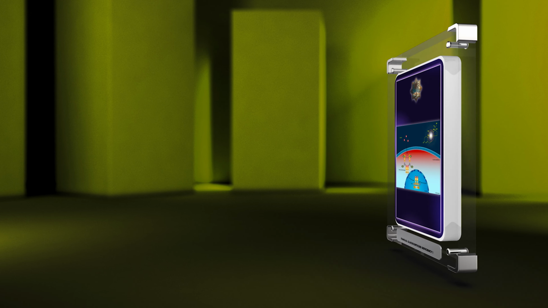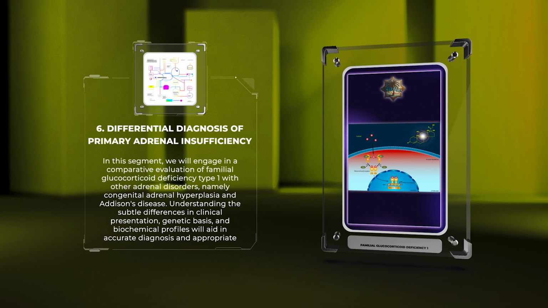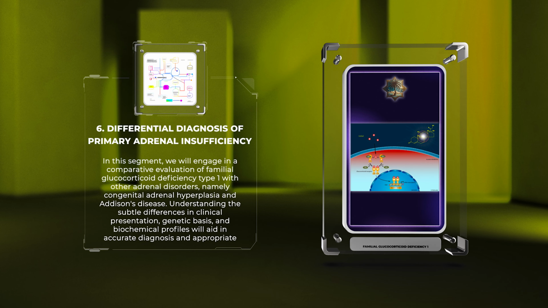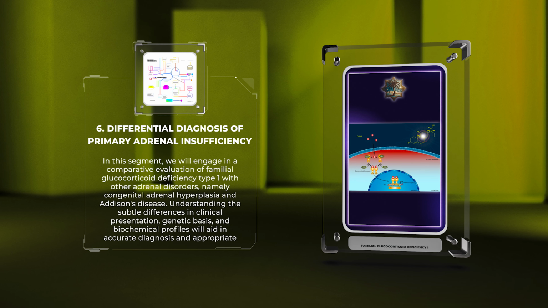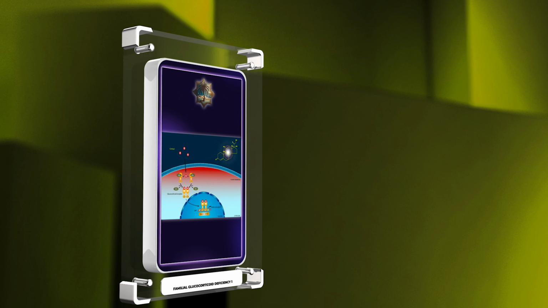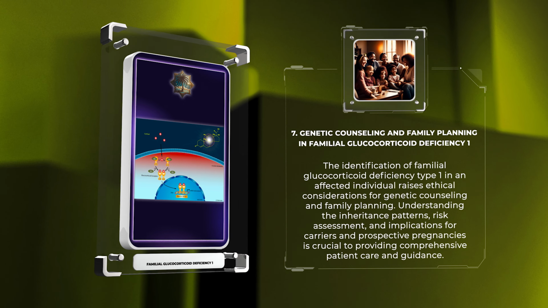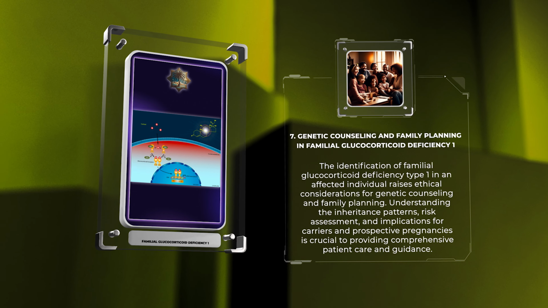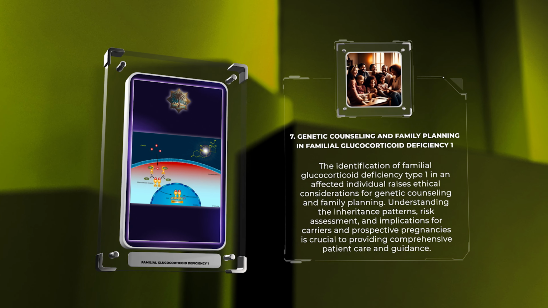In this segment, we will engage in a comparative evaluation of familial glucocorticoid deficiency type 1 with other adrenal disorders, namely congenital adrenal hyperplasia and Addison's disease. Understanding the subtle differences in clinical presentation, genetic basis, and biochemical profiles will aid in accurate diagnosis and appropriate management. The identification of familial glucocorticoid deficiency type 1 in an affected individual raises ethical considerations for genetic counseling and family planning. Understanding the inheritance patterns, risk assessment, and implications for carriers and prospective pregnancies is crucial to providing comprehensive patient care and guidance.